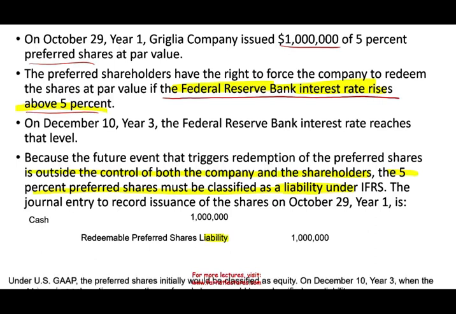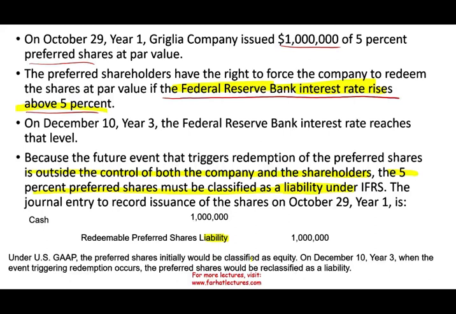Under U.S. GAAP, it's treated differently. The preferred shares initially would be classified as equity. Then on December 10th, year three, what is December 10th, year three? It's when the Federal Reserve raised the interest rate to 5%. Once that happened, we would reclassify it as a liability. So first, under U.S. GAAP, it will be preferred stock. So you will debit cash and you will credit preferred stock for the million. Then, on December 10th, you will debit preferred stock for $1 million and create a liability.